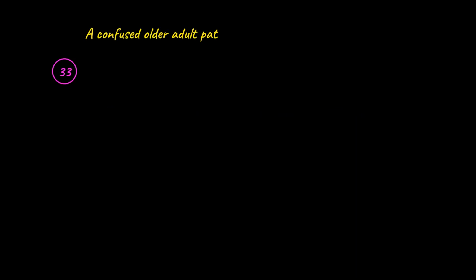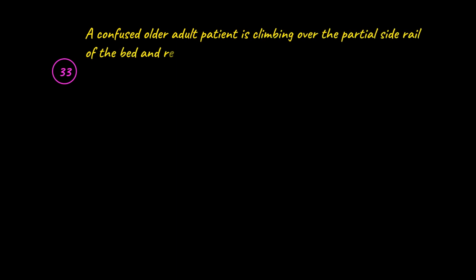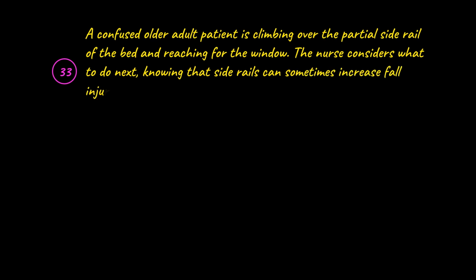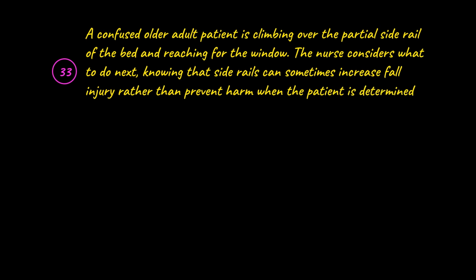Question 33. A confused older adult patient is climbing over the partial side rail of the bed and reaching for the window. The nurse considers what to do next, knowing that side rails can sometimes increase fall injury rather than prevent harm when the patient is determined to get out. Your options are: A. Raise all 4 side rails up.